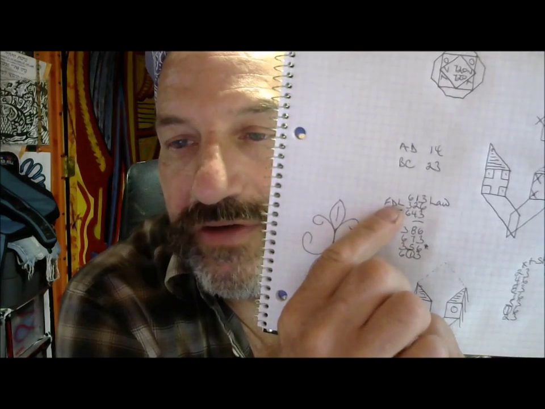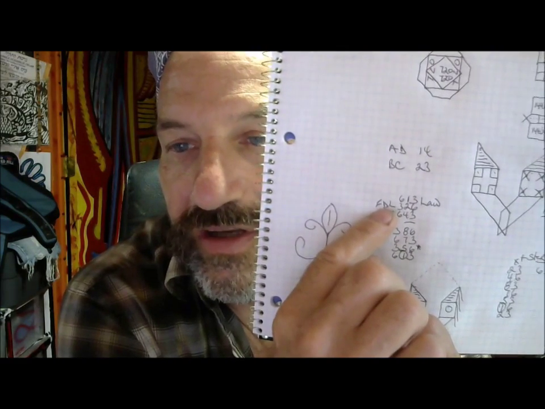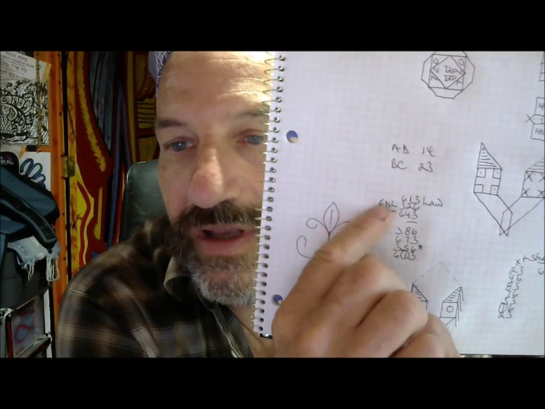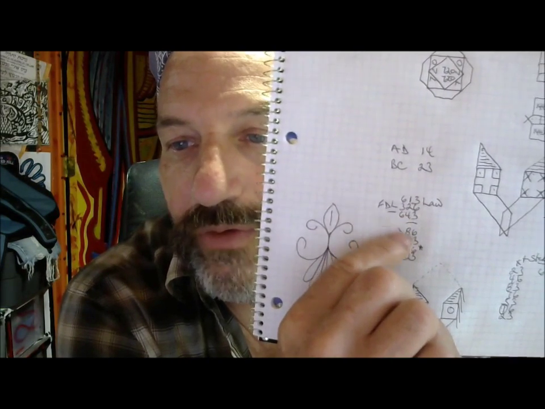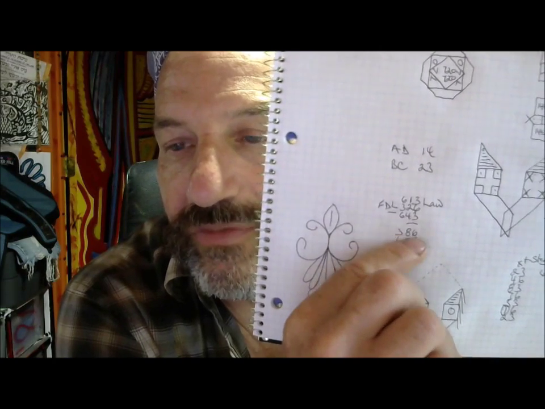FDL, fleur-de-lis in French, FDL is 6, okay? D is 4, and L is 3. 6, 4, 3. 6 and 6 is 12. 1 and 2 is 3. 4 and 4 is 8. 3 and 3 is 6. 386.